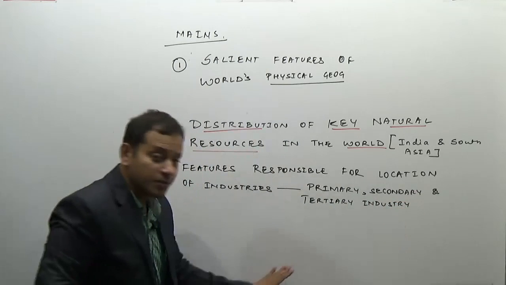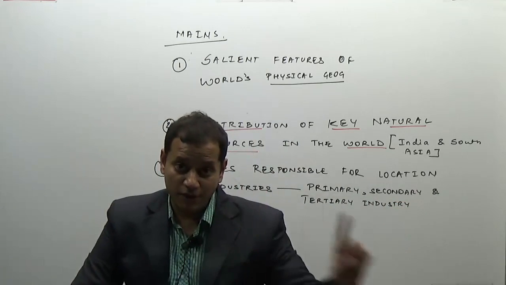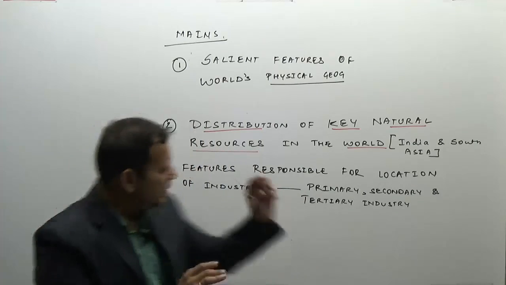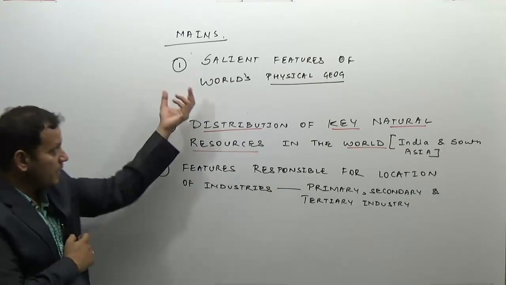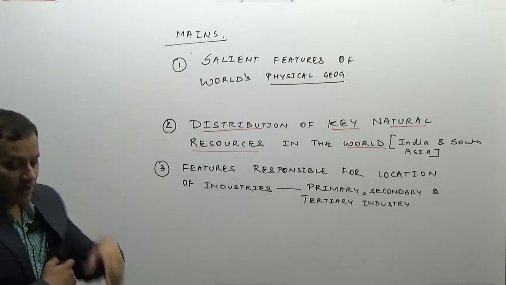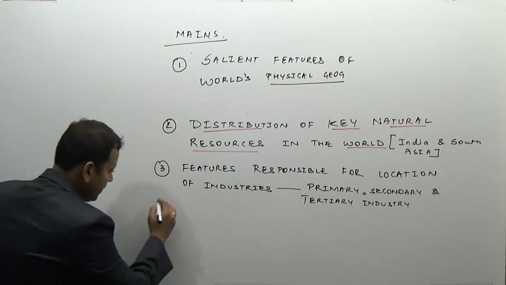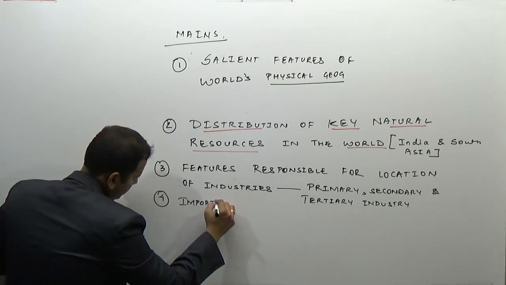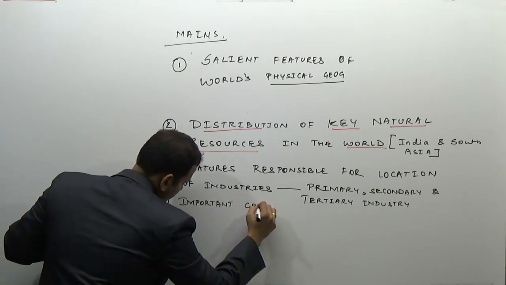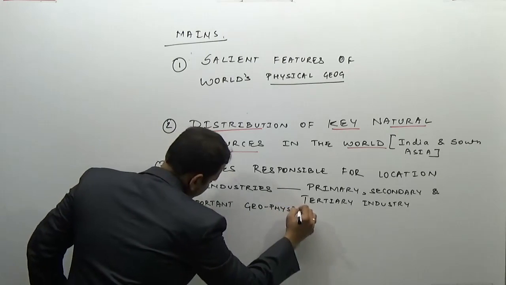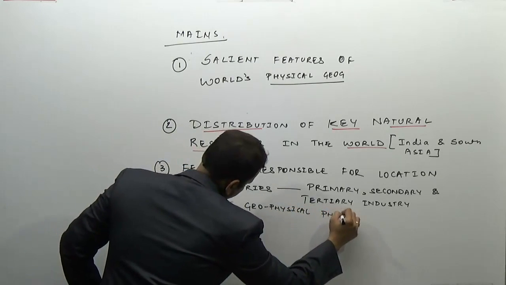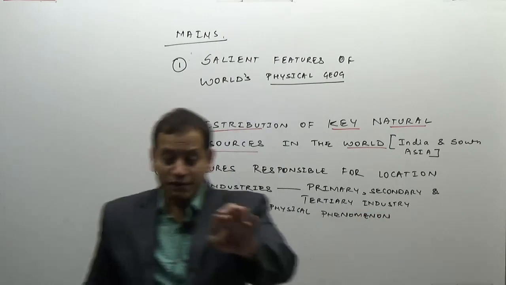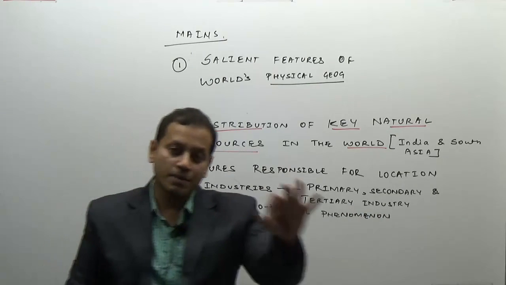So we are studying here the distribution of key industries across the world, or why these industries are located where they are. Then one topic which is actually a part of the first topic itself is the fourth topic, that is the important geophysical phenomena. What are the important geophysical phenomena? Some are specified in the syllabus, some are not specified.